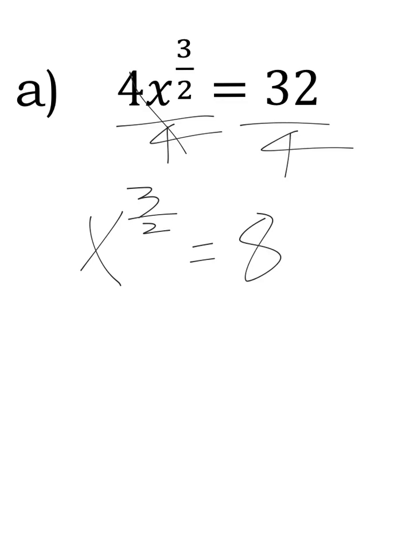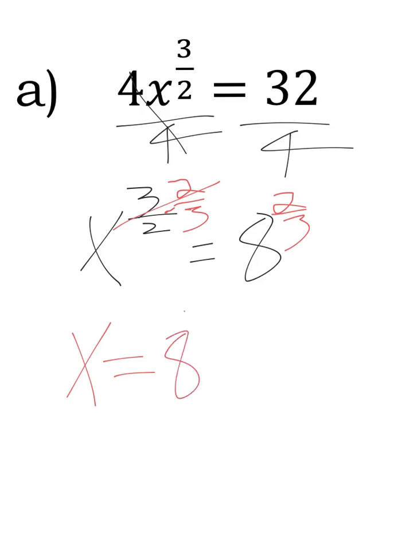Normally when you get rid of a power, you do the root of that power. So technically I'll do the cube root and then raise it to the power of 2. That might sound confusing. The easier way to explain it is to flip that fraction and raise both sides to that power, okay? Because remember, this will just make 1, so it'd be x to the power of 1 equals 8 to the power of 2/3.